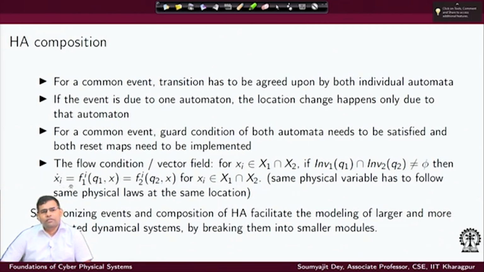Hence, although we have two flow functions, f1 is the flow function for component automaton 1 for this variable x in some state q1, and f2 is the flow function for automaton 2 for the same variable in the state q2. So, when we are in the combined state q1 q2, this variable must have a common flow function. These flow functions must be equal. So, what is the usefulness of this composition of hybrid automata with synchronization and common events? The usefulness is that you can combine small automata or component systems to build a larger system. Similarly, you can model a larger automaton by breaking it into smaller modules and their communication.